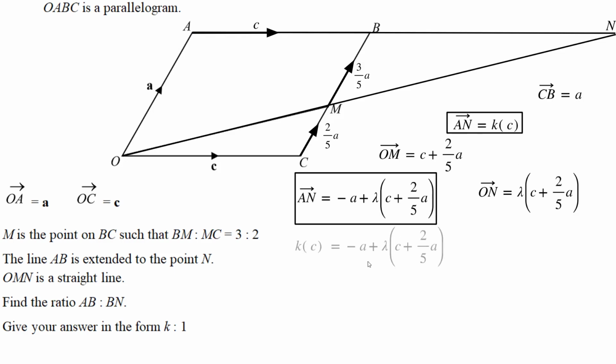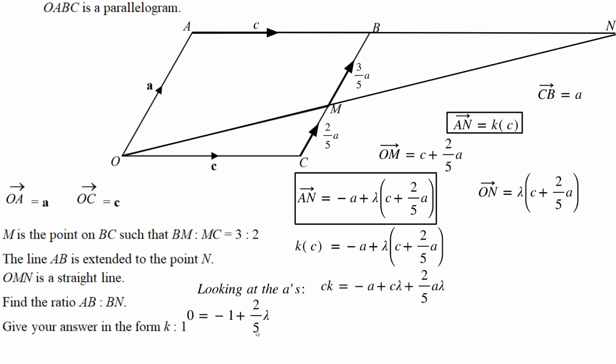So we've got two ways. We can make them equal to each other. Expand. So we're looking at the a's. We've got 0 equals minus 1 plus 2/5 lambda. Rearrange. So 1 equals 2/5 lambda, so lambda equals 5/2.